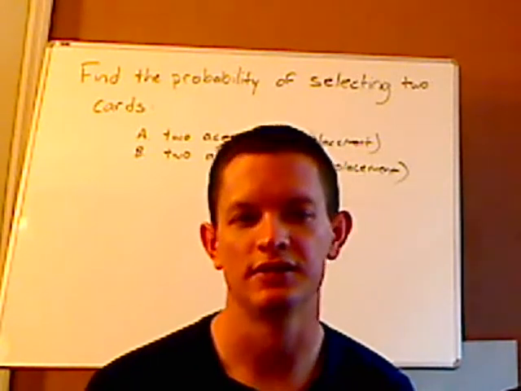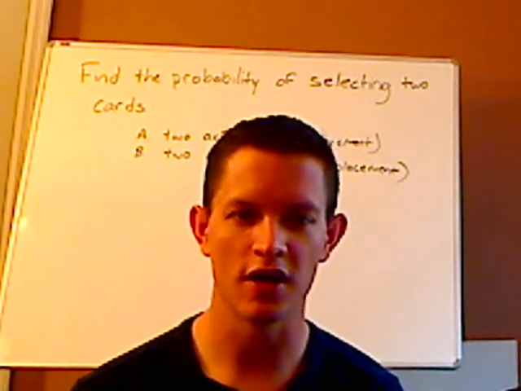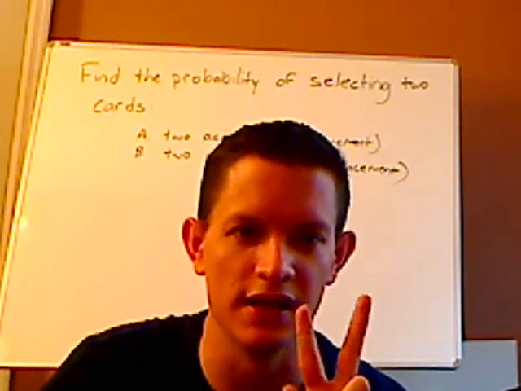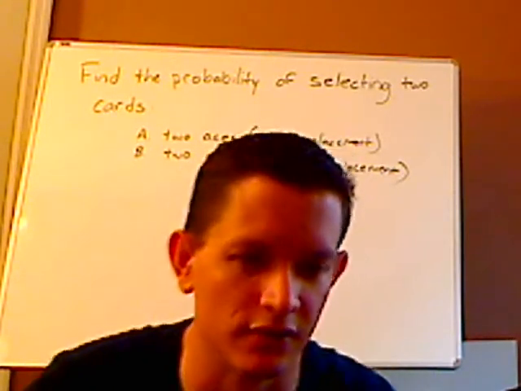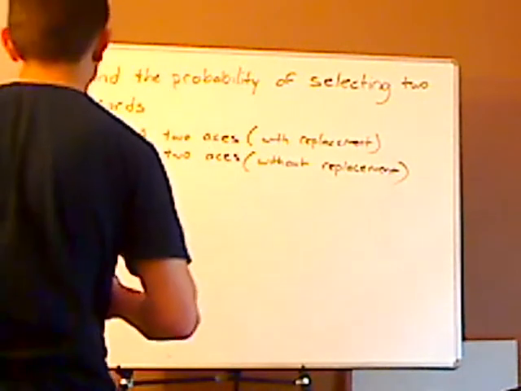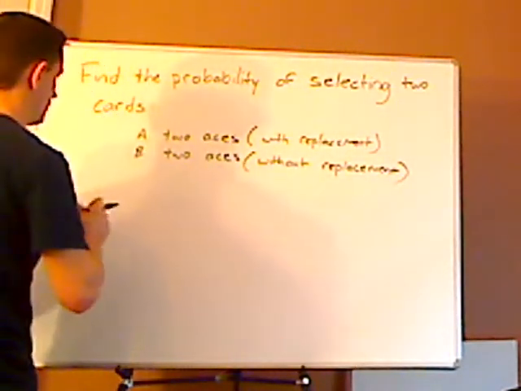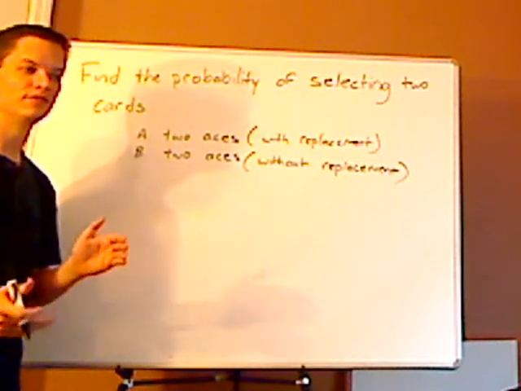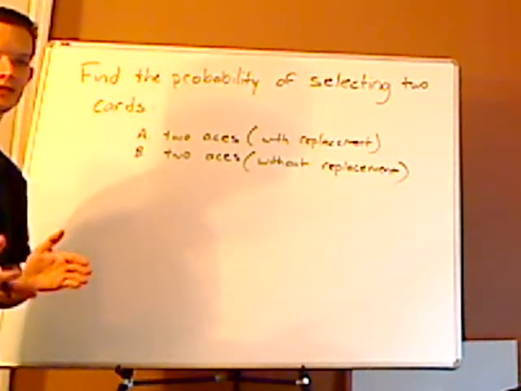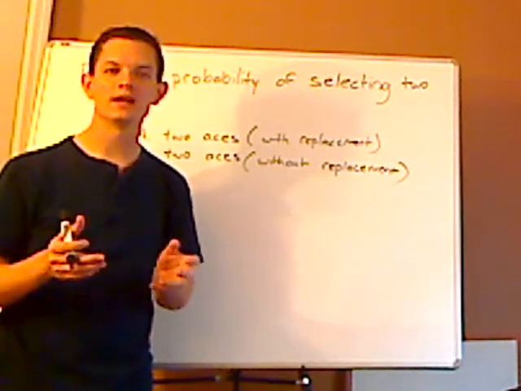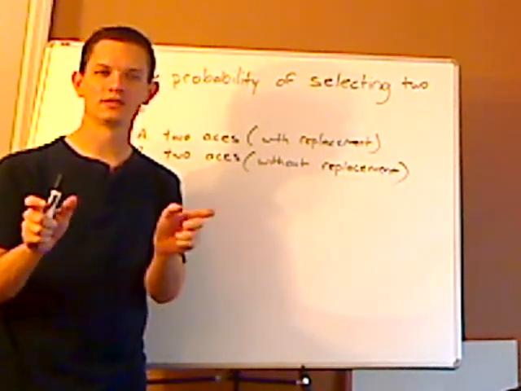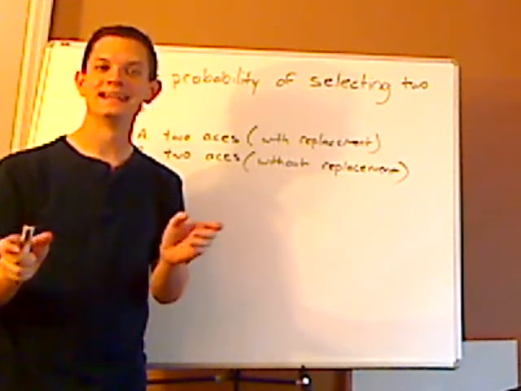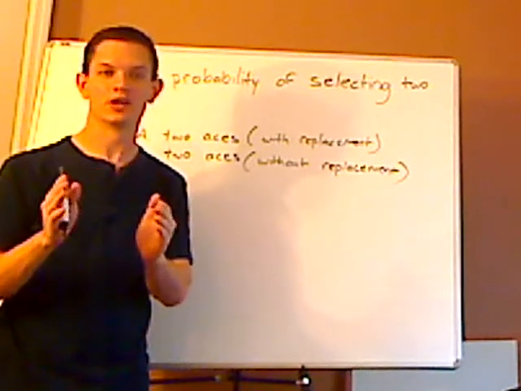Alright, this is an "and" situation. You have two choices, and you want to get two aces. Also, since it's an "and" situation, you want to see if there's independence or dependence. Independence would mean that the events don't affect each other, whereas dependence means they do affect each other.